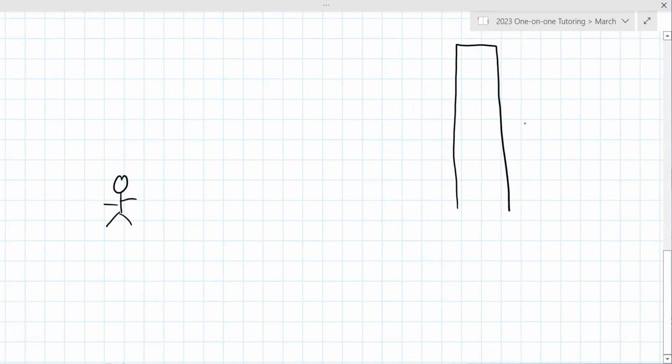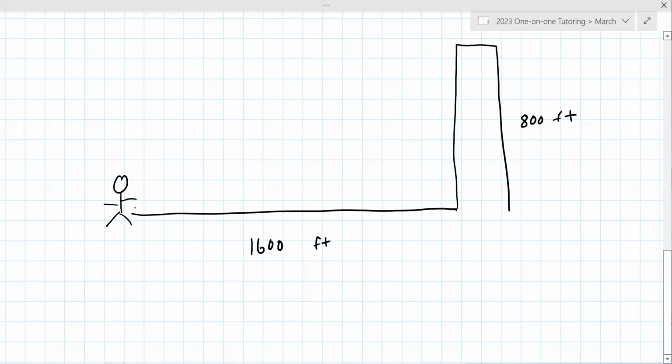Okay. So you're standing at ground level, and you see a really tall building. We'll just say it's 800 feet high. And you're standing, I don't know, 1600 feet away. What is the angle of elevation? We currently do not know. Right, so we're going to solve for that here.